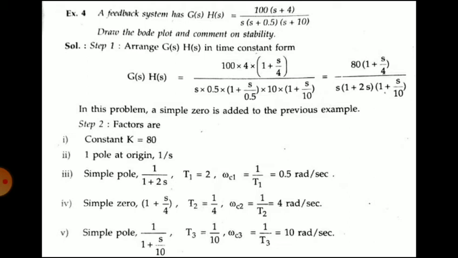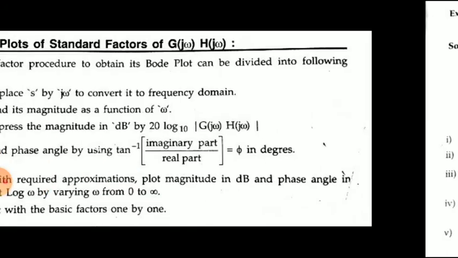So from that you can find out the corner frequency. Corner frequency omega C1 equal to 1 upon T1, you will get 0.5 radian per second. Then corner frequency 2, omega C2 equal to 1 upon T2 equal to 4 radian per second, and omega C3 equal to 1 upon T3 equal to 10 radian per second. That you have to calculate. That is important for plotting the Bode plot.